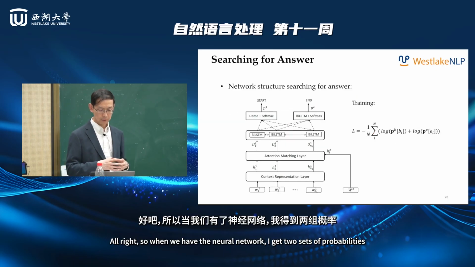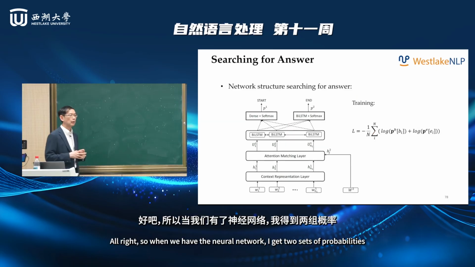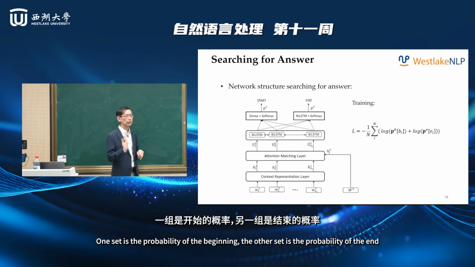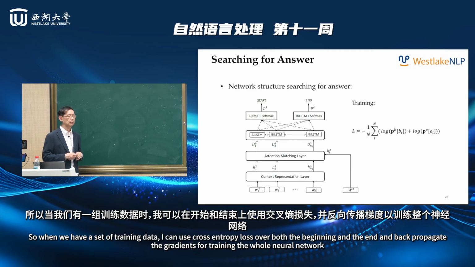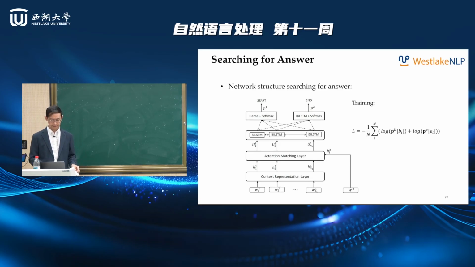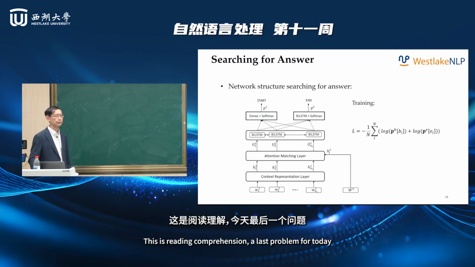So when we have the neural network, I get two sets of probabilities. One set is the probability of the beginning. The other set is the probability of the end. So when we have a set of training data, I can use cross-entropy loss over both the beginning and the end and backpropagate the gradients for training the whole neural network. This is reading comprehension.